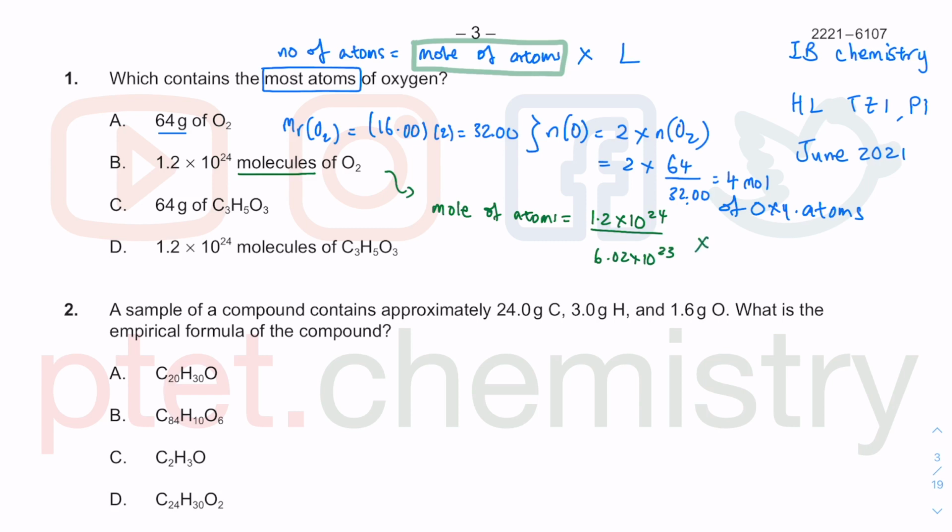That is the mole of the O2 molecule, multiplied by 2, because in 1 molecule there are 2 oxygen atoms. So 1.2 times 10 to the 24 divided by 6.02 times 10 to the 23 multiplied by 2. Again, I get 3.99, which is give or take around 4 mole. So 3.99, that's around 4 mole of the oxygen atoms.